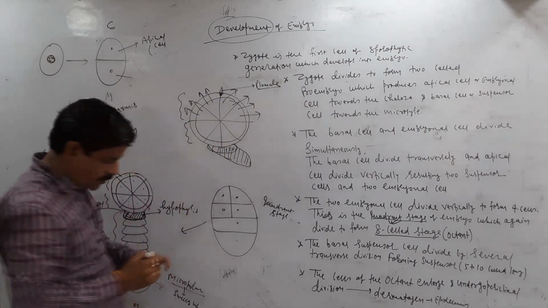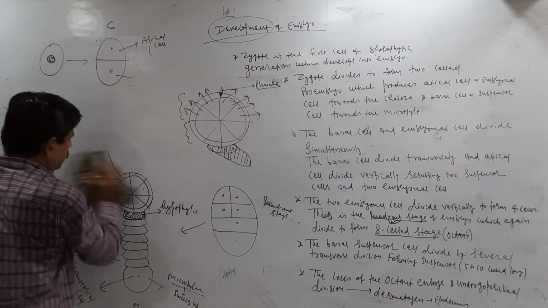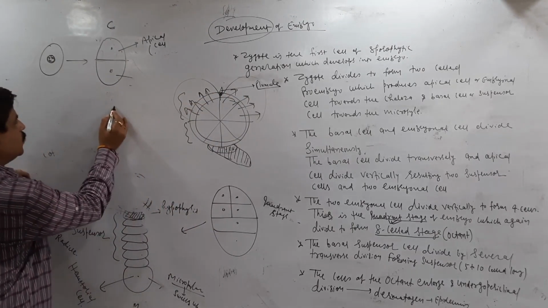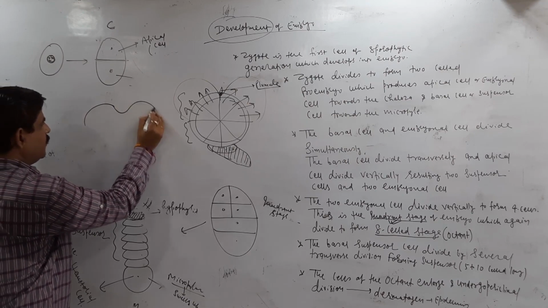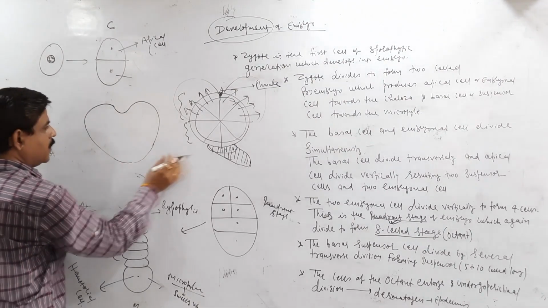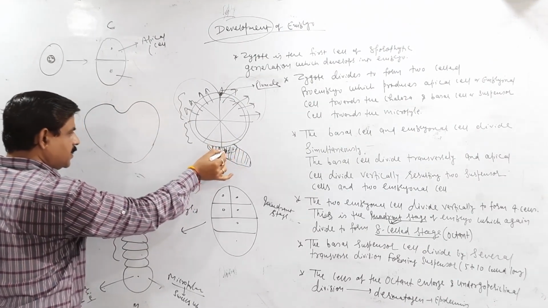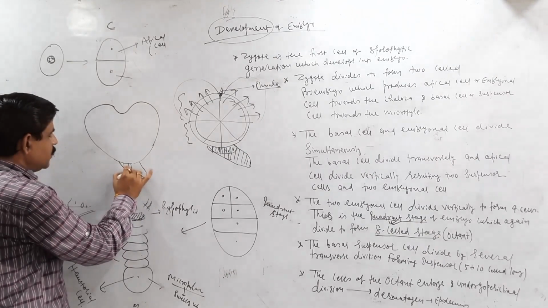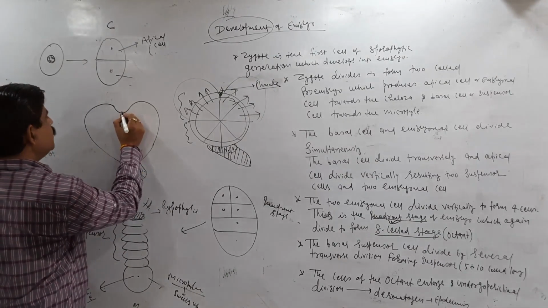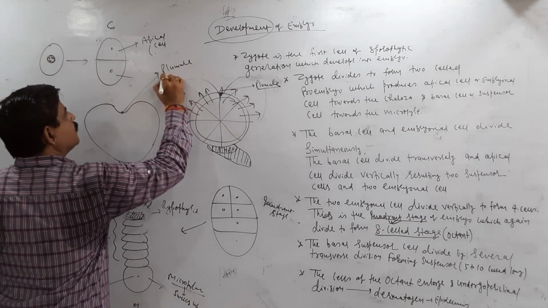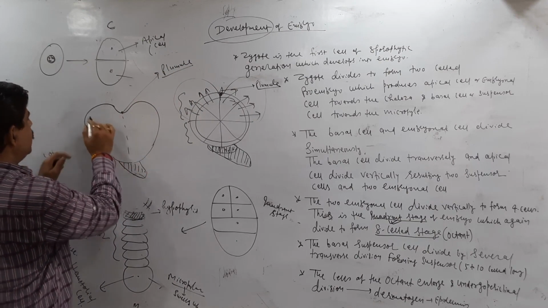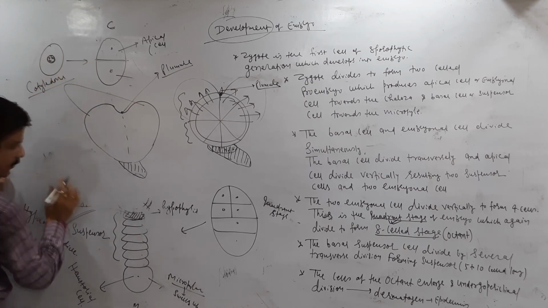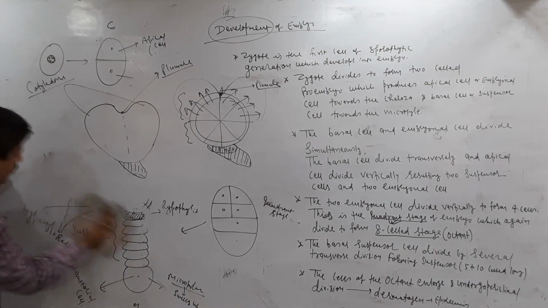Now this globular embryo will take the shape of a heart, that is called heart-shaped embryo. This will grow like this and this will grow like this. So this embryo will take the shape of a heart. From the hypophysis associated with the basal portion of the embryo develops the root epidermis, root cortex, root cap. This portion is the plumule, and these are the two cotyledons.